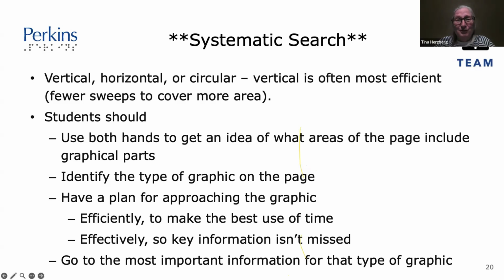So we double star this because we think it is a double star item that every bit of time we spend on helping our students develop systematic search will pay off dividends for as long as they read tactile graphics.